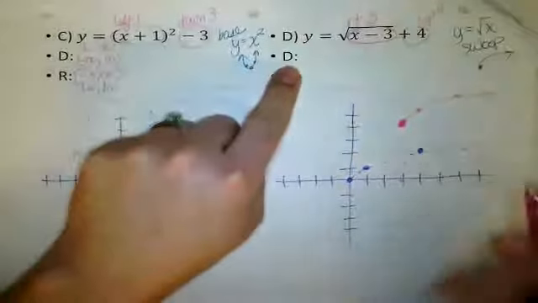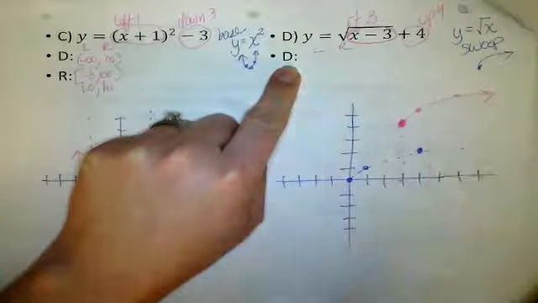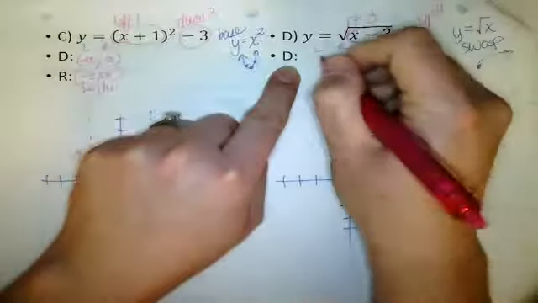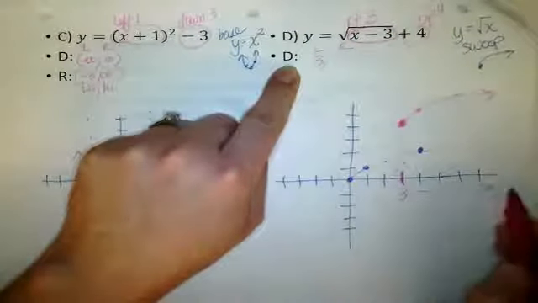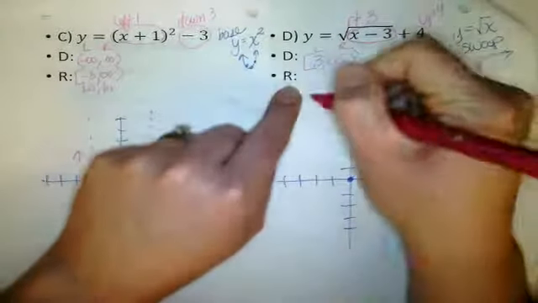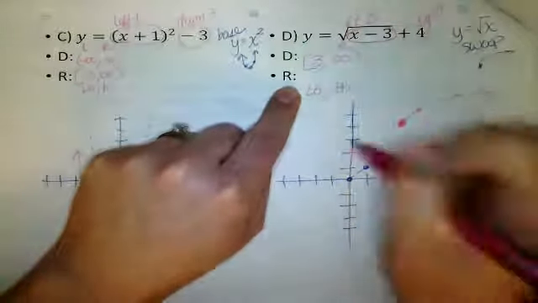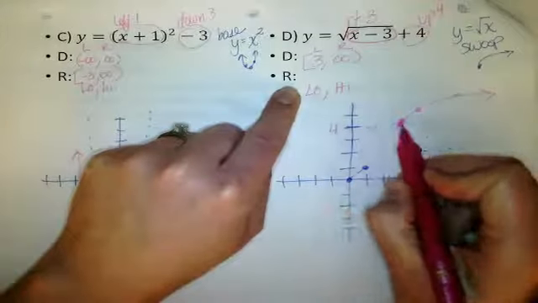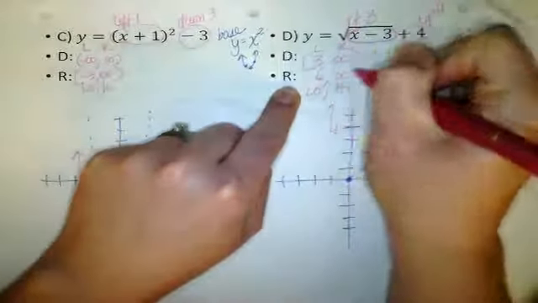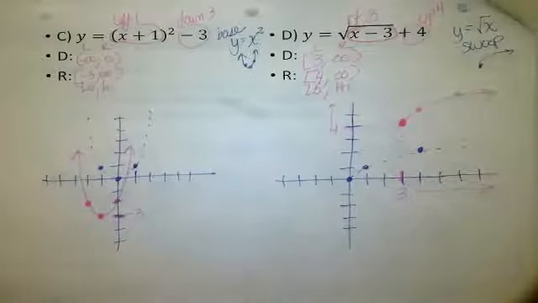So domain. How far left and how far right does that pink function go? What is our farthest left x value? 3, right here, 3 on the x-axis. And it goes then forever to the right, so all the way to infinity. Bracket, parenthesis. Our range, what is our lowest y value? 4, right here, 4 is our lowest point on our pink curve. And it goes above that, so all the way to infinity. 4 to infinity, bracket, parenthesis. Okay, question 3.